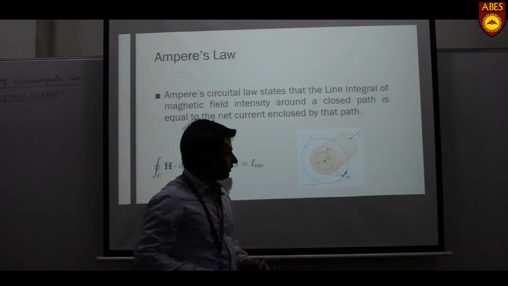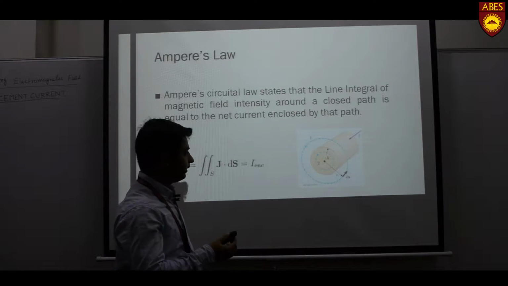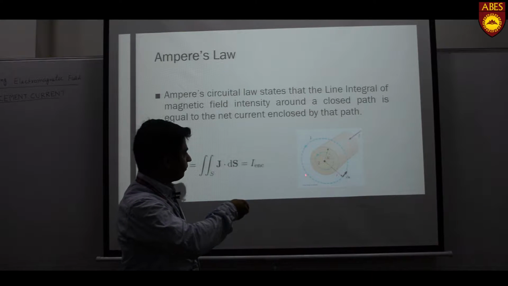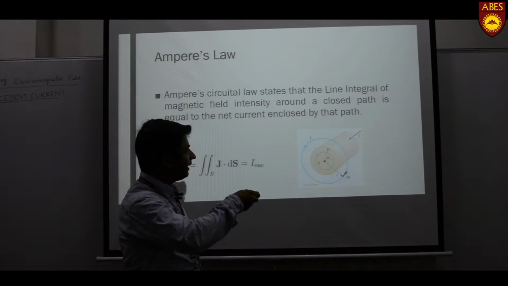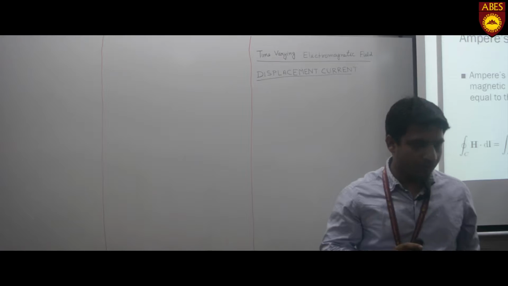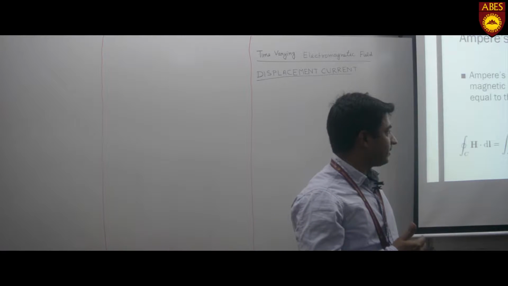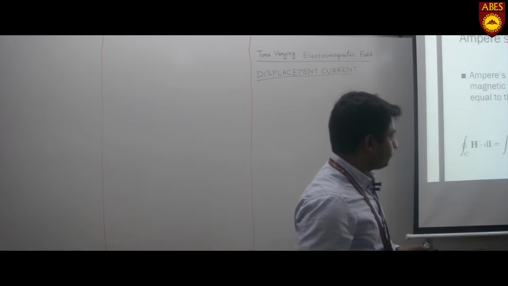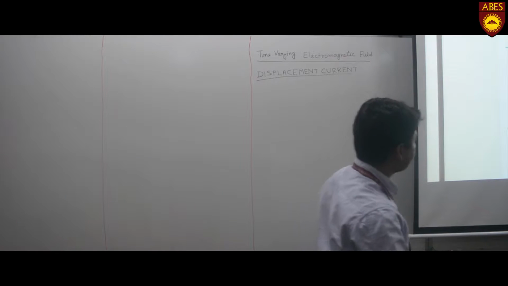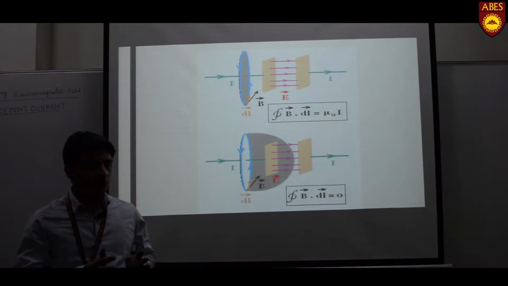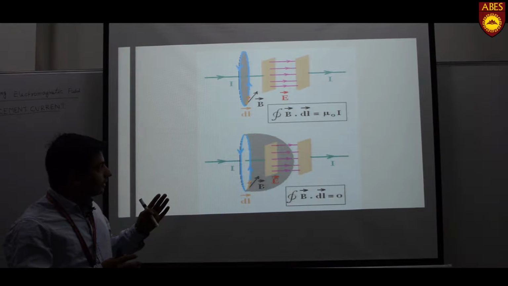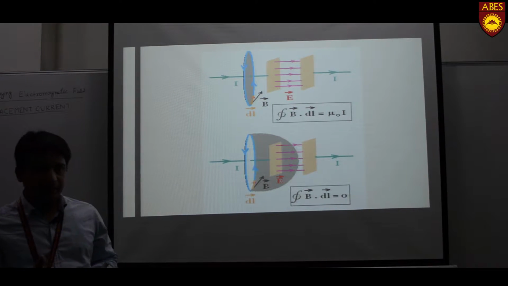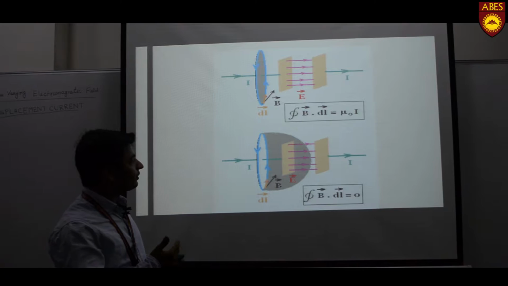From the diagram it is clear that this closed line integral must be equal to the total net current enclosed by that path. But what happens if, in place of a straight conductor, we put a capacitor? According to the basic theory of Ampere's law, this law should not change with the choice of the surface, or you can say this law holds true for any type of surface we choose.